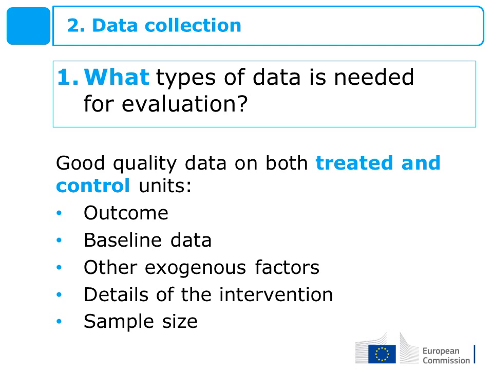A. Data on outcome indicators directly affected by the program. For example, employability after a training program. B. Baseline data before the program started on relevant characteristics of the treated and non-treated units. C. Data on other exogenous factors that may affect the outcome of interest to control for outside influence. D. Data on the details of the intervention.